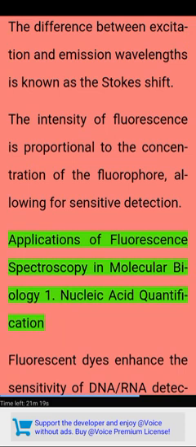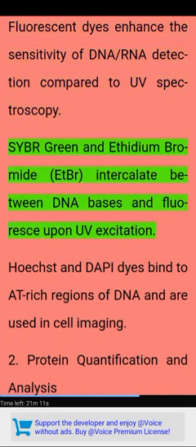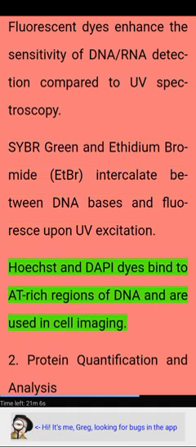1. Nucleic acid quantification. Fluorescent dyes enhance the sensitivity of DNA and RNA detection compared to UV spectroscopy. SYBR Green and ethidium bromide (EtBr) intercalate between DNA bases and fluoresce upon UV excitation. Hoechst and DAPI dyes bind to AT-rich regions of DNA and are used in cell imaging.